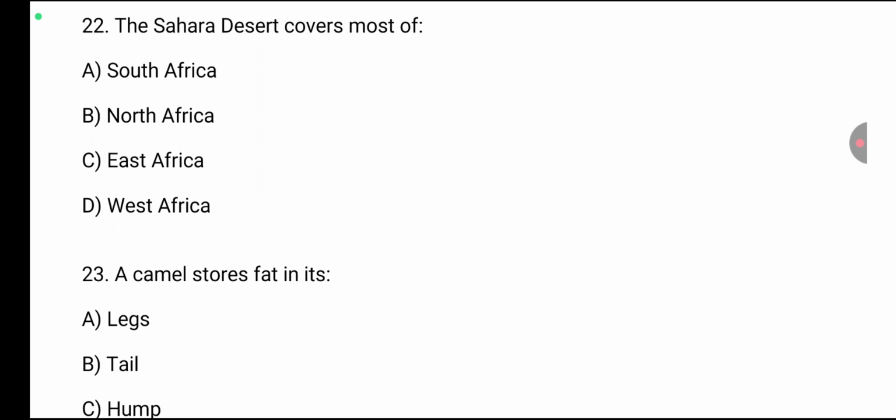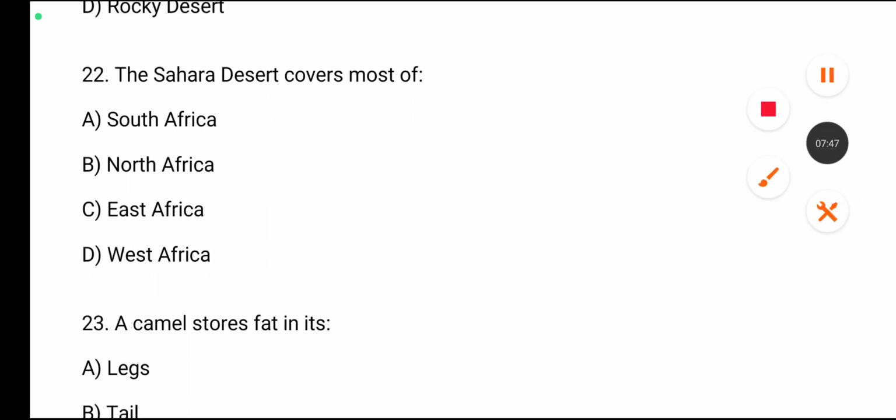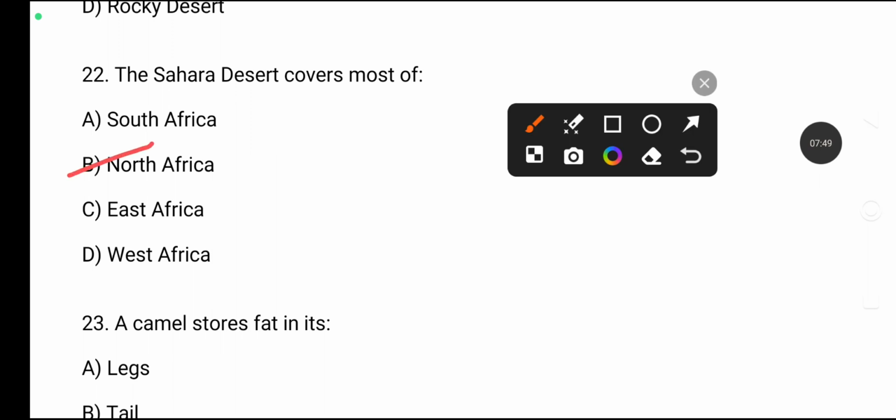Now moving on to question number 22. The Sahara Desert covers most of dash. South Africa, North Africa, East Africa, and West Africa. It covers North Africa. Sorry, North Africa. It is covered in North Africa.